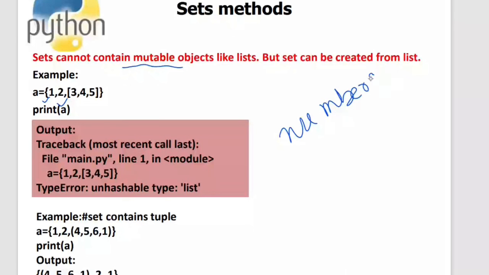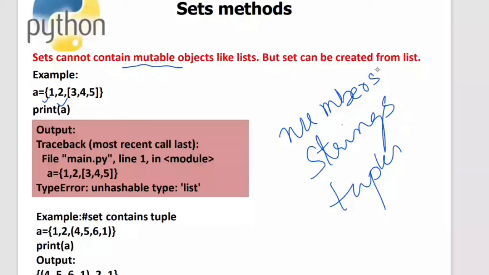So we have seen all this, right? All these three things that I'm mentioning are immutable. Numbers are immutable, strings are immutable, tuples are immutable. Say you take int, float, all these are immutable. So that's why we can give them in a set.